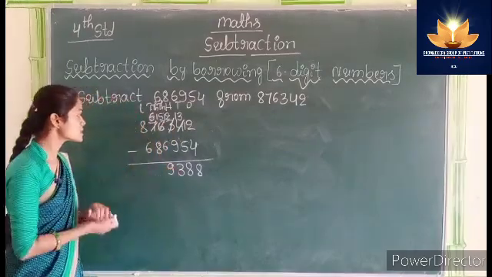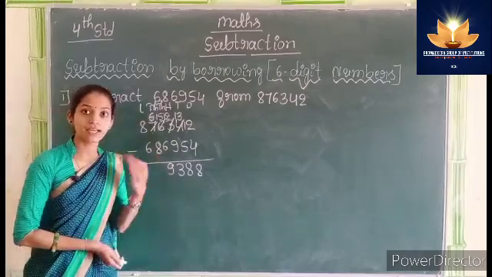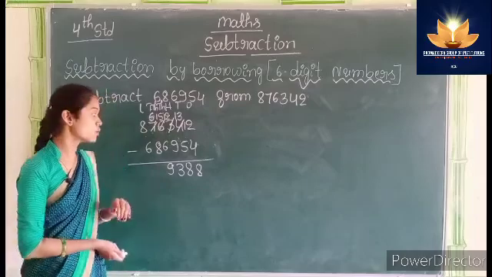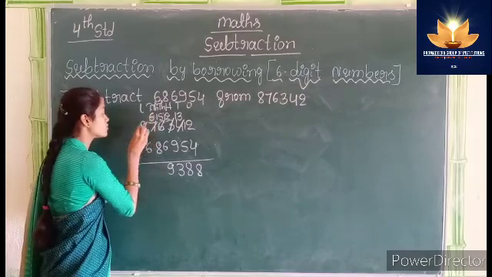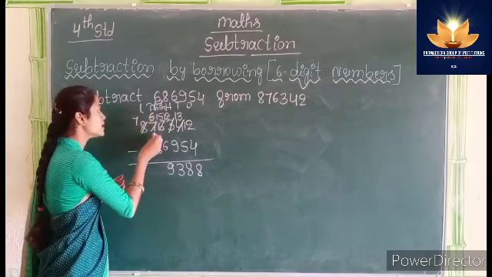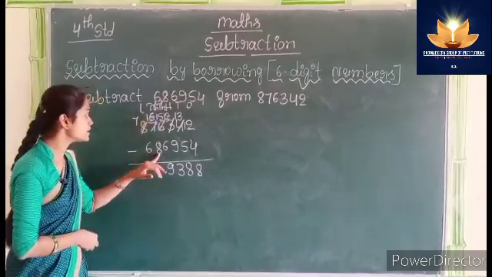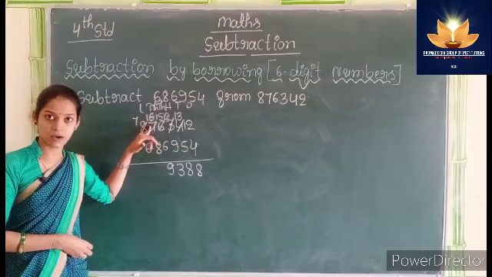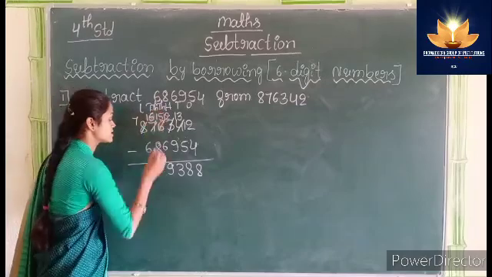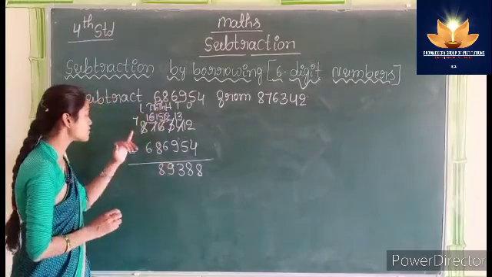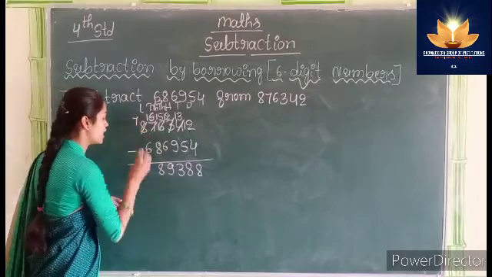Then 10,000s place subtraction, 6 minus 8. We cannot subtract 8 from 6, right? So we have to borrow 1 lakh from this 8 lakh, and here we have left 7 lakh. Here 6 10,000s become 16 10,000s. Subtract 8 10,000 from this 16 10,000, that is 8 10,000, and that 8 should be written in this 10,000s place. Then 7 minus 6, that is 1, and that 1 should be written in lakhs place.